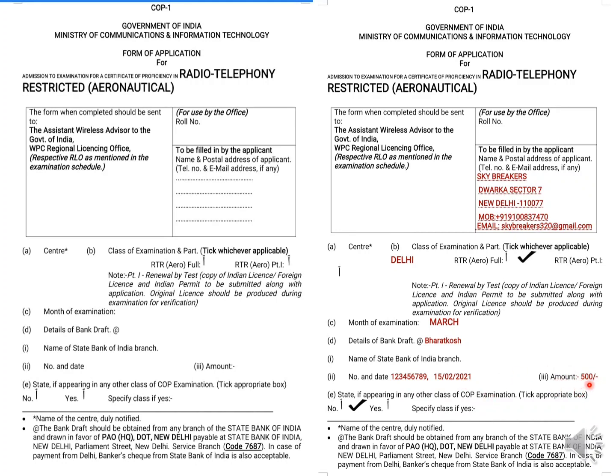The amount is 500. Then it asks to state if appearing in any other classes of COP examinations. Because you are not applying for any other examination, you are only applying for the COP RTR-A examination, just tick no. Normally you need to tick no here, and RTR Aero full you need to tick here, not RTR Aero part 1.